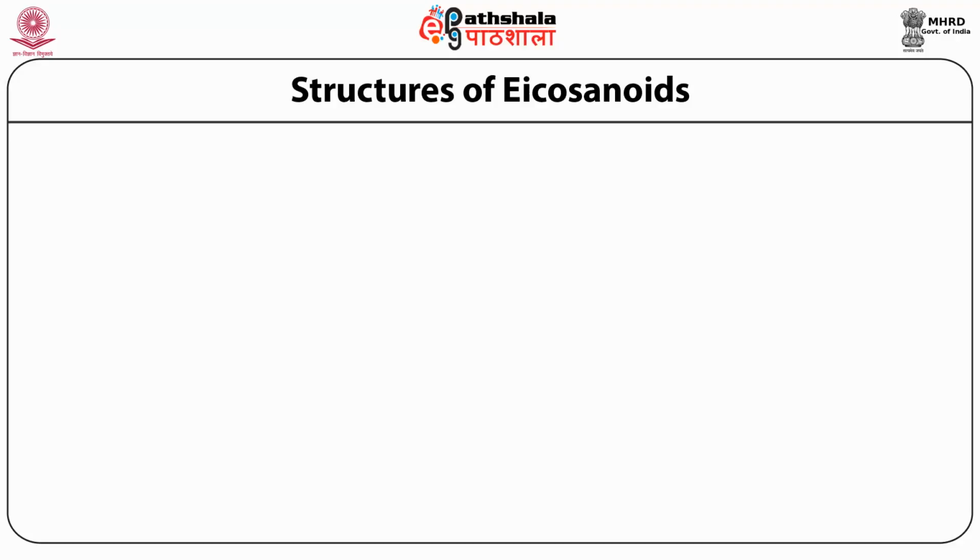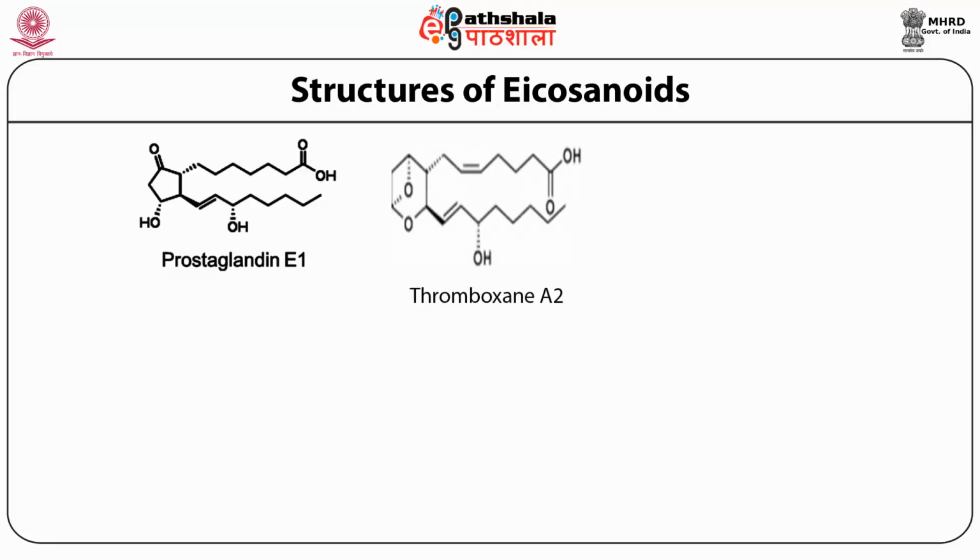If you look at the structures of the eicosanoids, we can see the structures of prostaglandin E1, thromboxane A2, and leukotriene B4 are quite similar.